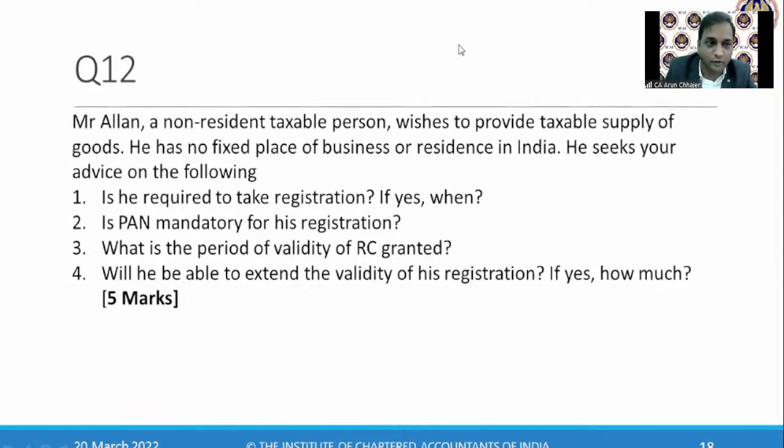Answer question number 12. Mr. Alan, a non-resident taxable person, wishes to provide taxable supplies of goods. He has no fixed place of business in India. He seeks your advice. Is he required to take registration? Give me the answer whether he is required to take registration, yes or no.